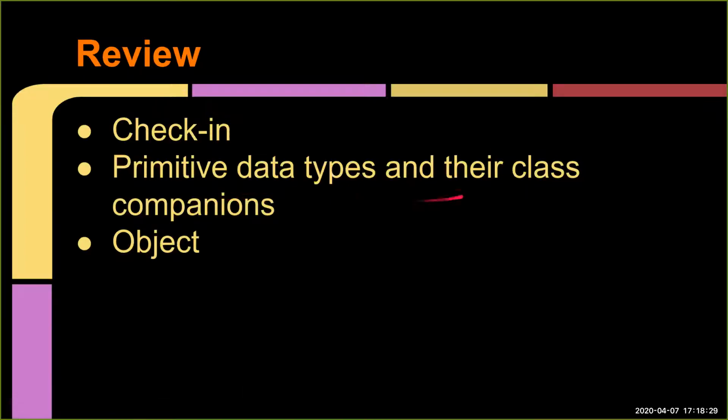So yeah, that was primitive data types, and then we looked at some of the class companions, and then we looked at objects and some of the various objects, some of the things that inherit from object, which in this case will be everything that we're going to work with. Okay, that's what I got for you today.